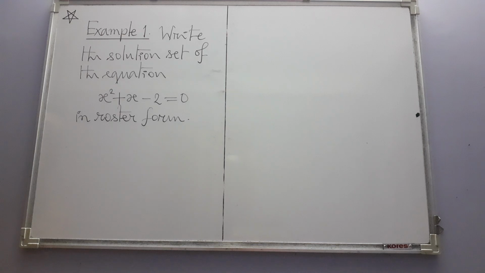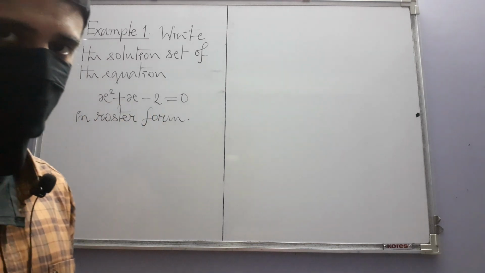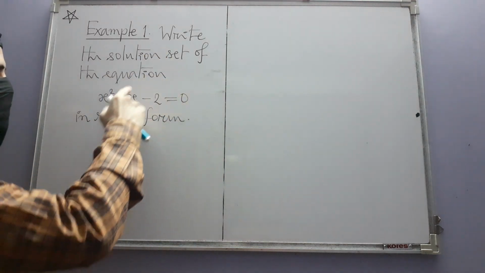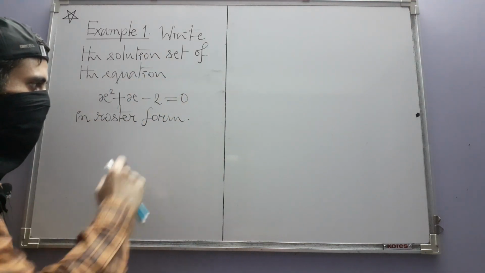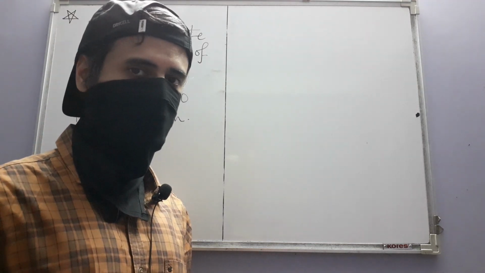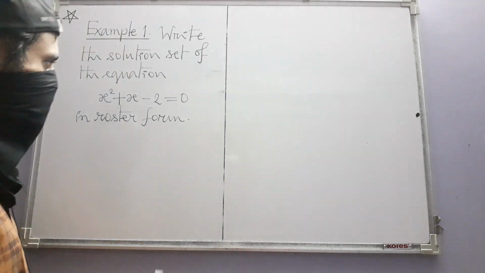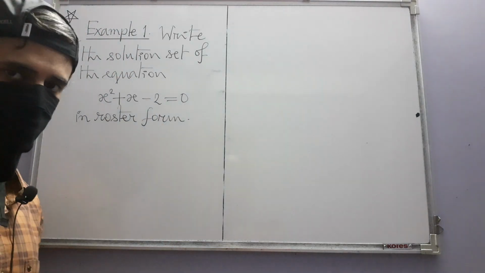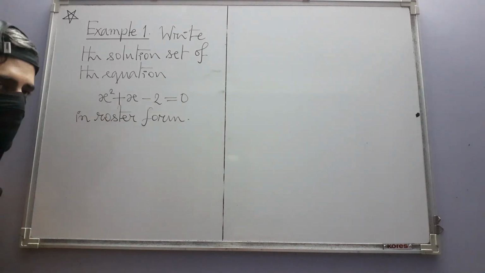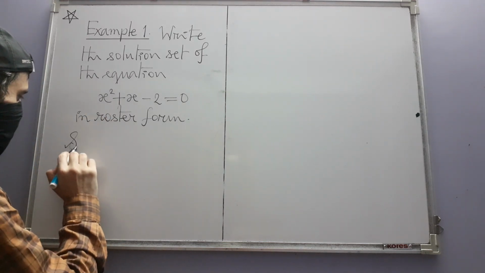In this first example, we are given this quadratic equation, and we have been asked to write the solution set of this equation in roster form. The solution set of an equation is the set of all of its solutions. That means we need to first of all solve this equation. It's a familiar quadratic equation in one variable, so it can be solved pretty easily. So let's see the solution.